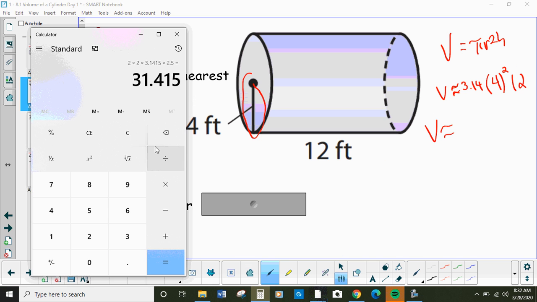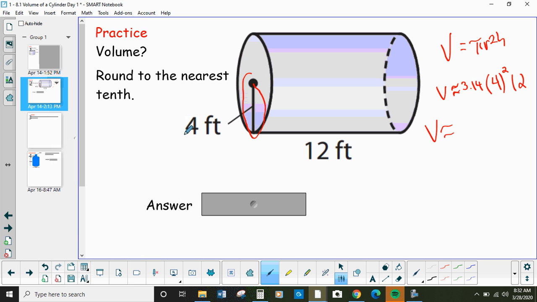So on our calculator, clear out your last problem. Make sure that you do r squared first. 4 squared times 3.14 times the height, and we get an answer of 602.88 feet. So 602.88 feet cubed, rounded to the nearest tenth, would be 602.9 feet cubed.